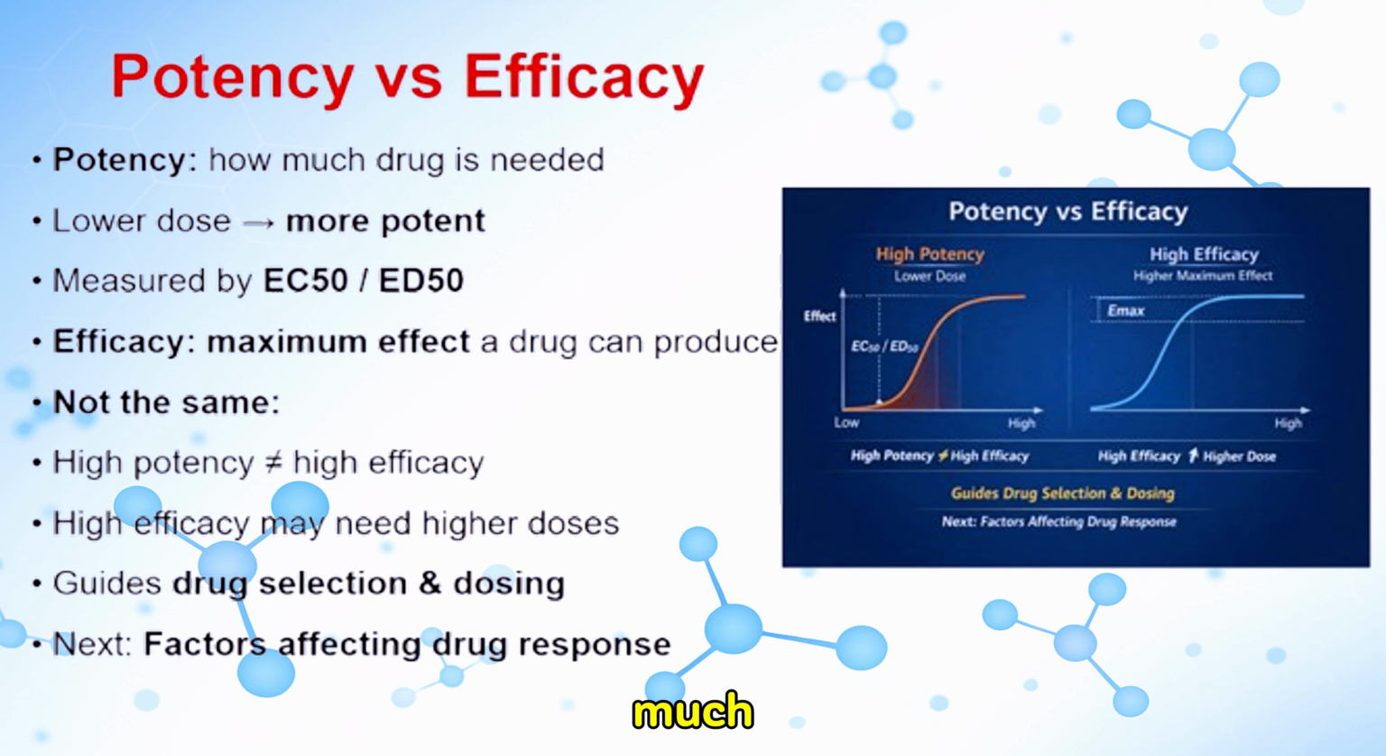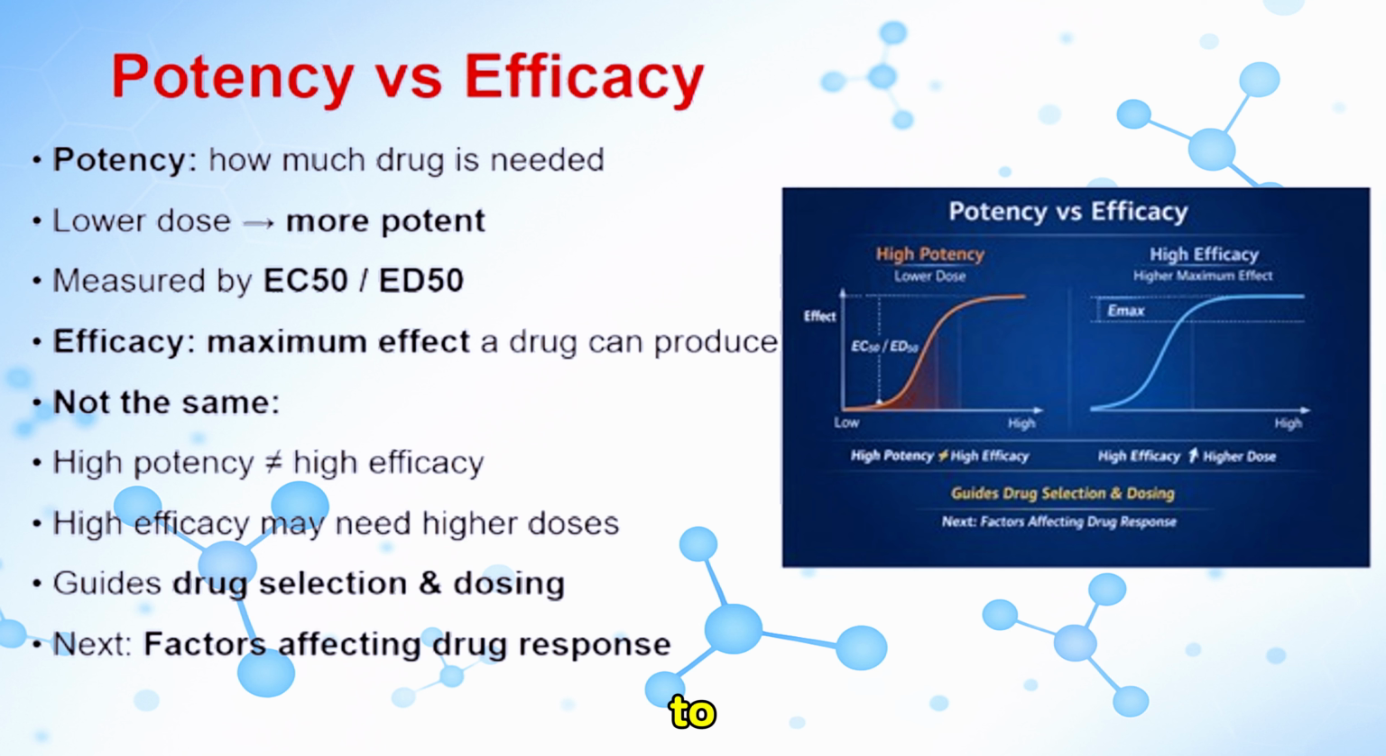Potency tells us how much of a drug is needed to produce an effect. A drug that requires a lower dose to produce the same effect is more potent. We measure potency using values like EC50 or ED50, the dose that produces half the maximum effect, or response.